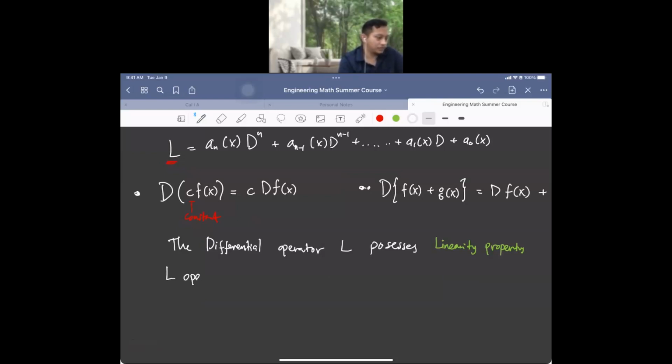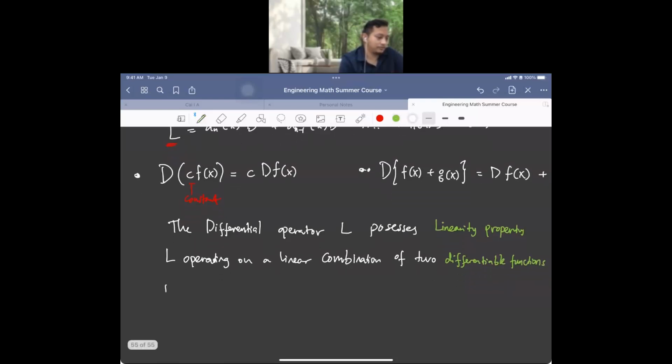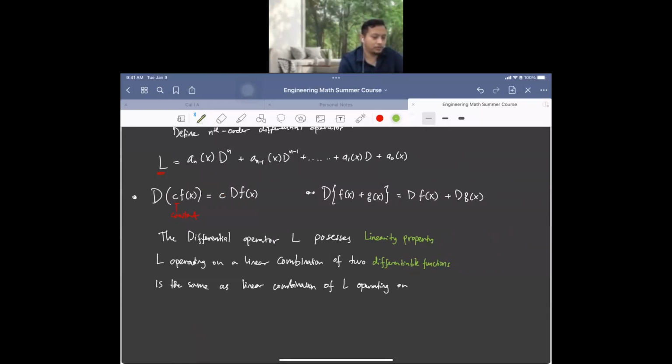So L operating on a linear combination of two differentiable functions is the same as the linear combination of L operating on the individual functions.